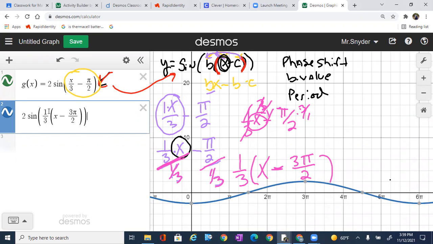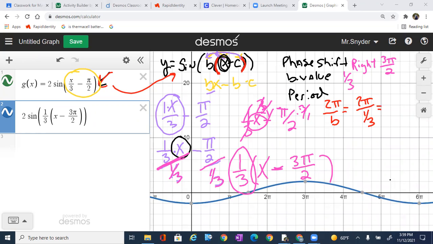Now, let's go in here. What was our phase shift? We said minus 3 pi over 2, so that is right, 3 pi over 2. What is our B value? Our B value was 1/3. And what is our period? Well, remember that period is 2 pi over B, or in other words, 2 pi over 1/3.